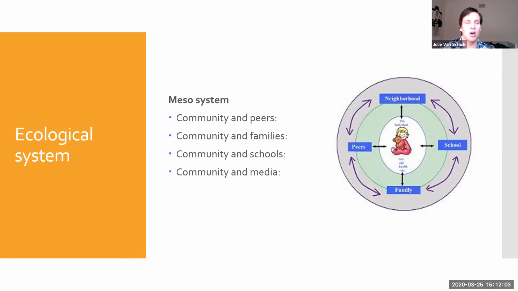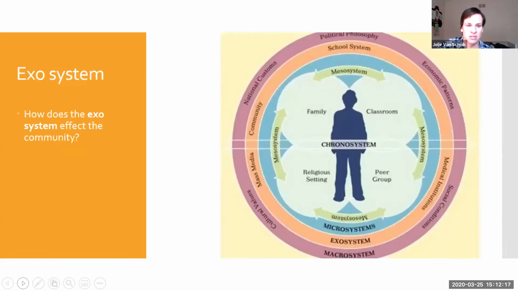So where's the local Easter egg hunt this year? Coffee with a cop. Meet your firefighter. All of those are community events that we want people to use, and we're getting better at using email and social media to collaborate that with people. So once again, our mesosystem is links, connections, or relationships between parts of our microsystem.